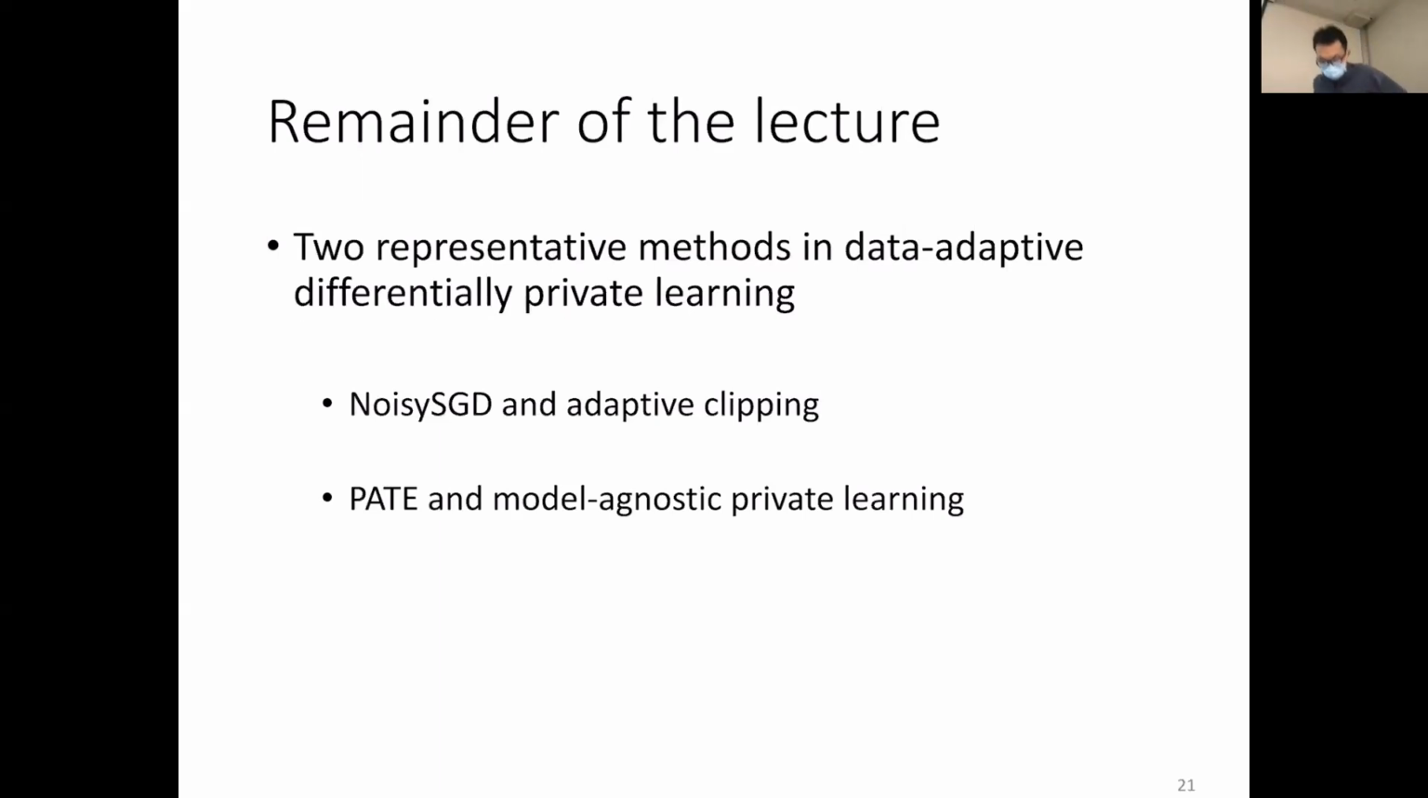All right, we'll resume the lecture. In the remaining 20 minutes today, we'll talk about two representative methods in data adaptive differentially private machine learning, and both of them apply to differentially private deep learning.